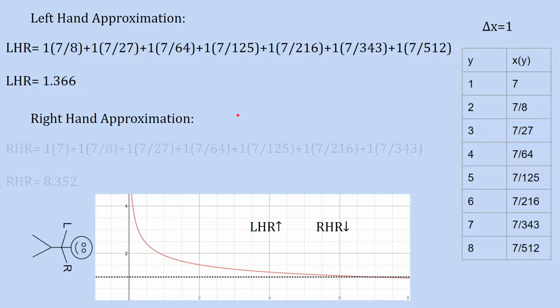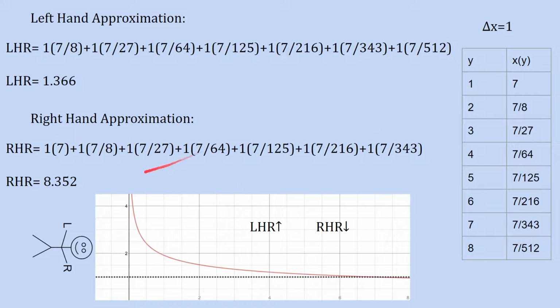For right hand, we'll be using the lower y value, and so we have 1 times 7 plus 1 times 7/8, and so on, and that sums up to 8.352.